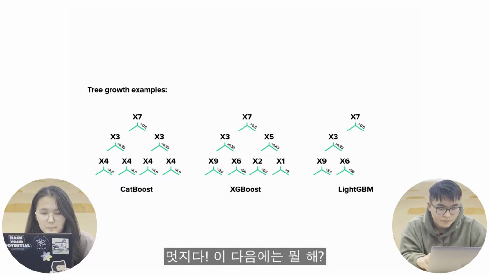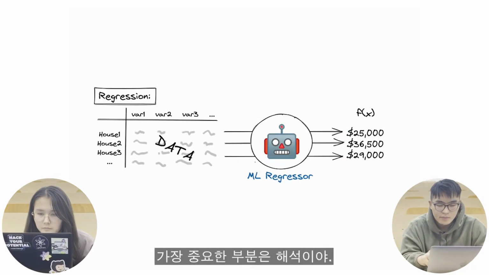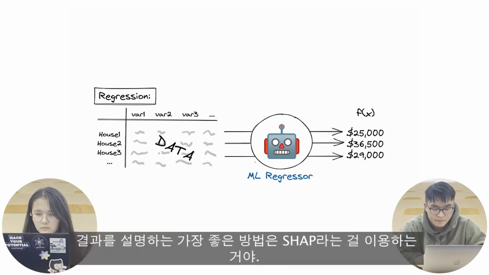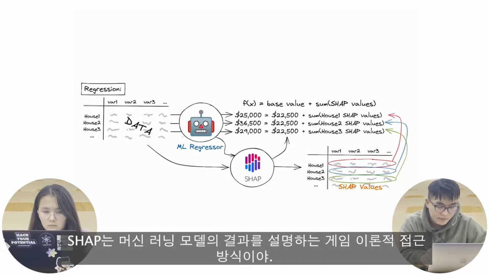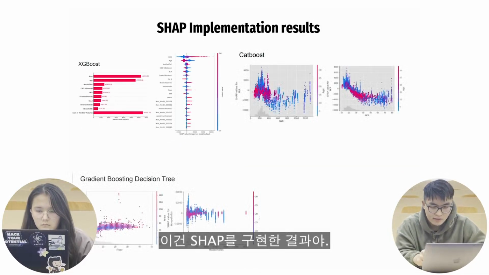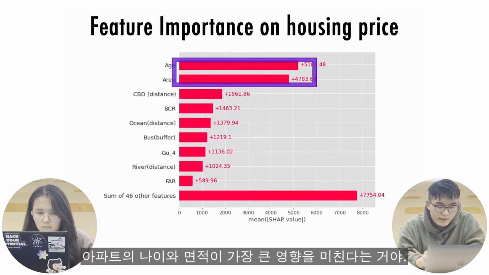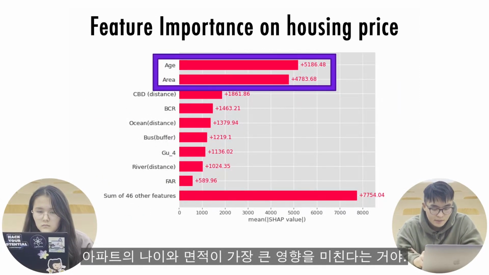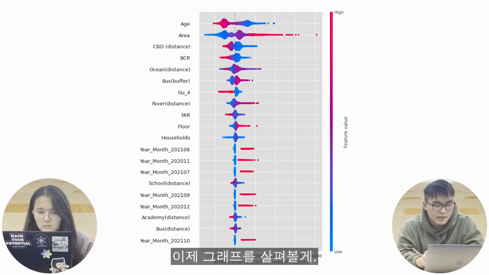Cool. What's the next step? Now, with all these predictions, the most important part is to interpret them. The very best tool for explaining the result is so-called SHAP. It's a game-theoretic approach to explain the output of a machine learning model. These are the results I got from the models. Seemingly, the age and the area of the housing affect the prediction the most. Now, let's look at this plot.